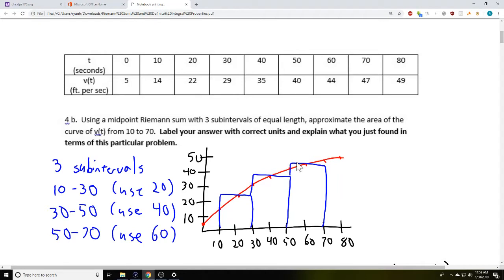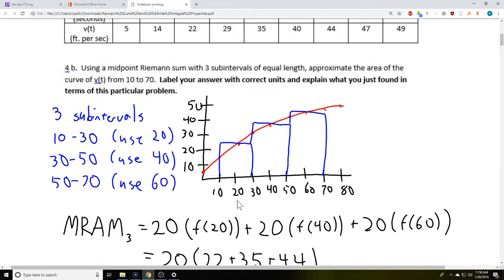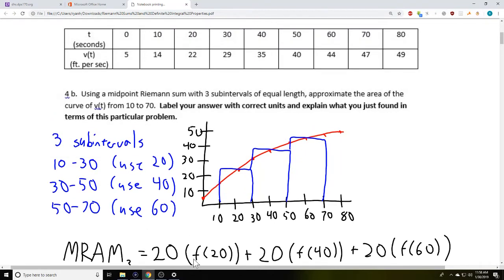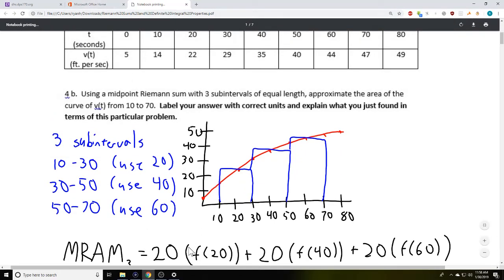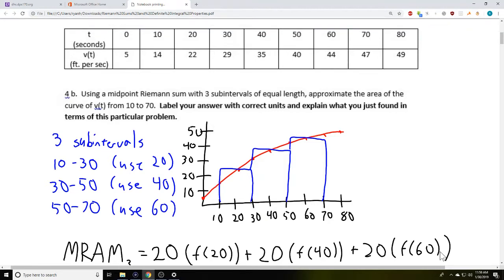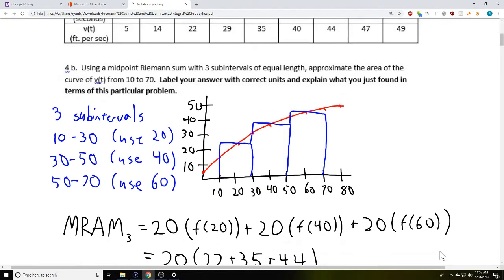All right. So remember, each of these rectangles, area is going to be base times height. So our base of each of these is going to be 20, right? From 10 to 30, that's going to be 20. And then the height is determined by our y value, okay? So 20 times, well, this is v, so 20 times v of 20, plus 20 times value at 40, plus 20 times value at 60, right? The midpoints of each of the subintervals. All right, plug those values in. This is straight off the table.